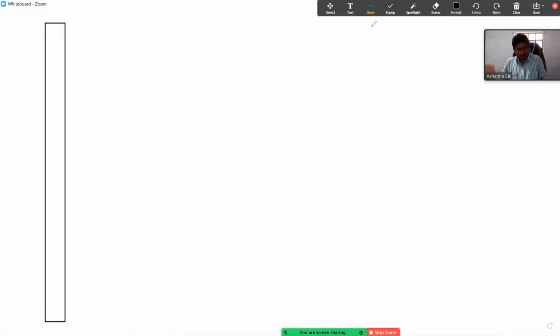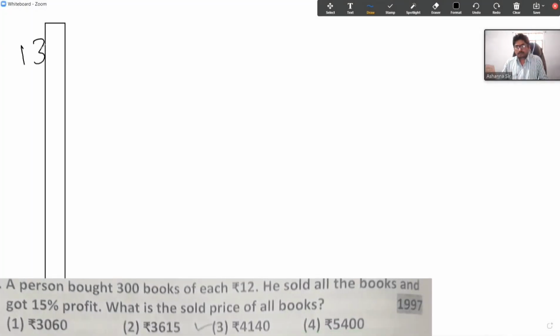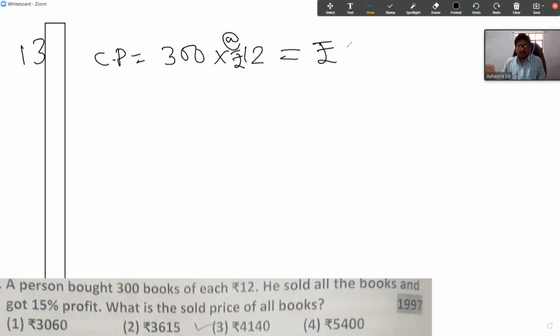Question number 13. 300 books. Here cost price is 300 books at the rate of 12 rupees. So 300 into 12, 12 threes are 36, 3600.